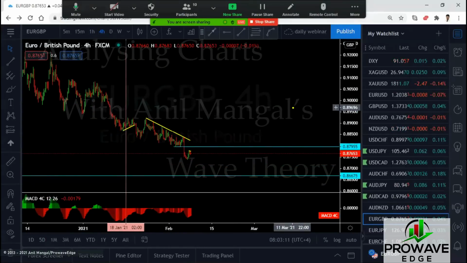We said Euro pound is not ready for the upside because there was a flat here. They will at least come back and retag the low before they go. Now they retag the low. They even dropped a little lower. So now you have to be careful of something else that could form.